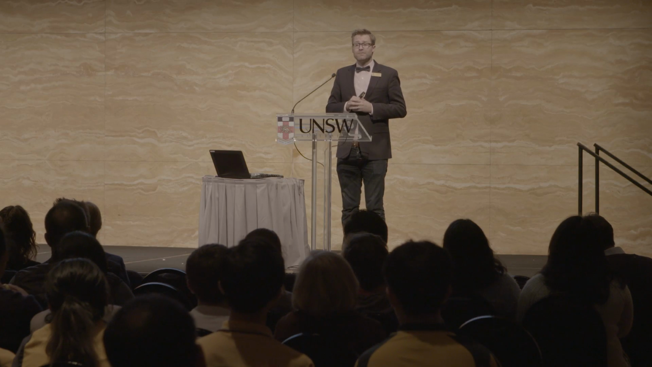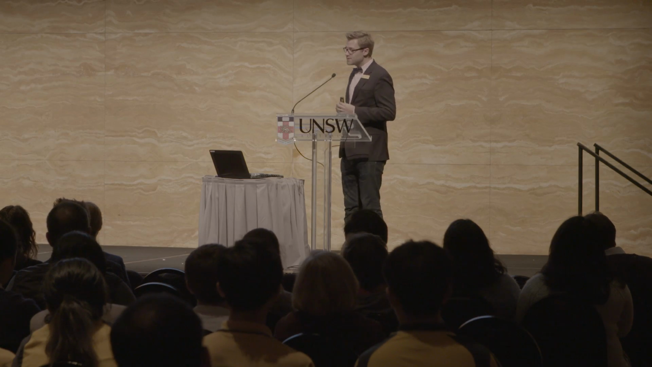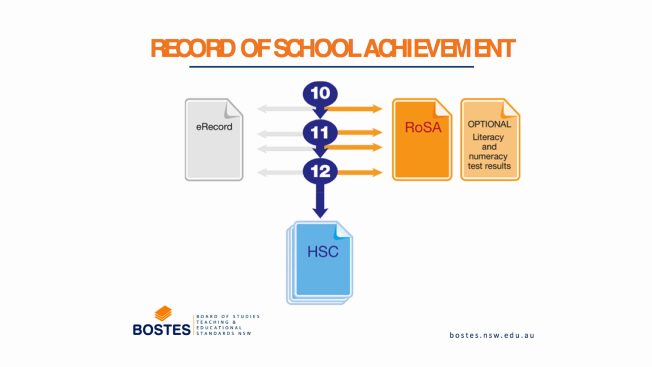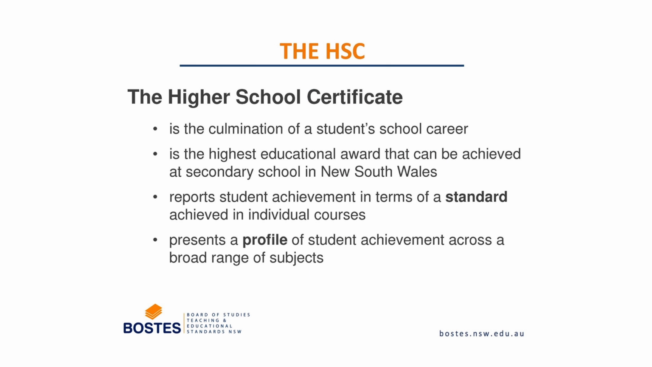So a couple of things to remember. Your record of school achievement is going to be your Year 10, 11, and 12 results. Your record of school achievement, or your ROSA, will be available to you after Year 10, and then your Year 11 and Year 12 will make up your actual HSC. So that's how it will progress over the next couple of years.